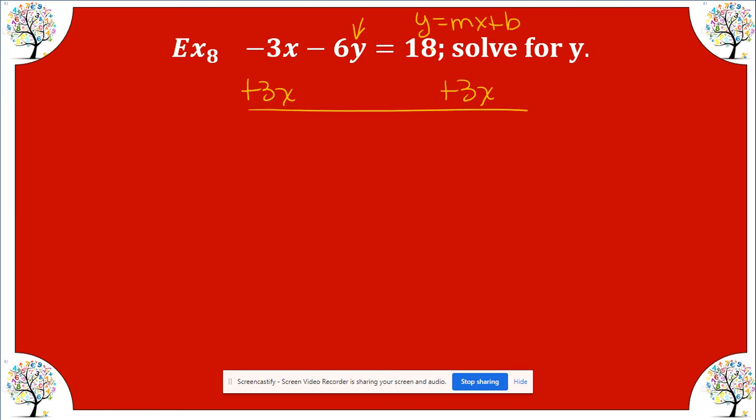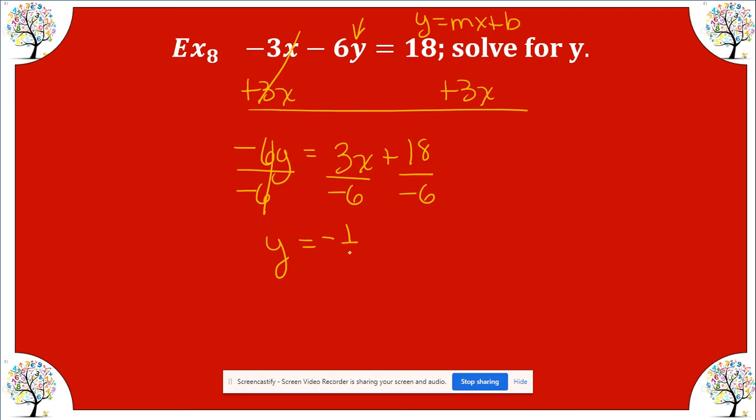I'm not lining it up with 18 because they're not like terms. I bring down the negative 6 times y, and I'm going to move this linear term to the front and put my constant in the back, which lines up with our formula here. And now we just need to divide every term by our coefficient of negative 6. And then we have a negative 1/2 times x minus 3.